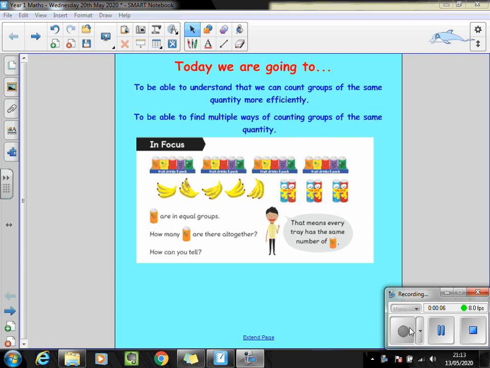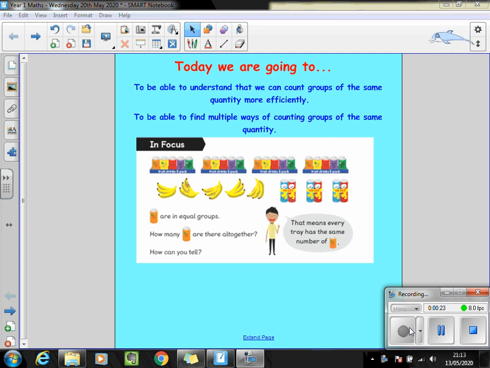We're going to continue our learning about multiplication. By the end of today, we'd hope you'd be able to understand that we can count groups of the same quantity more efficiently, but we can also find multiple ways of counting groups of the same quantity. Have a look at the in focus task.